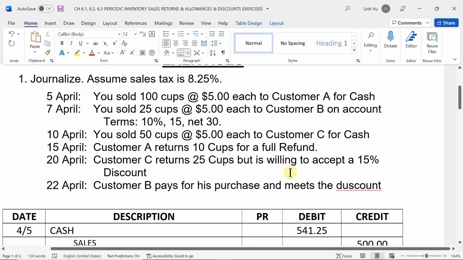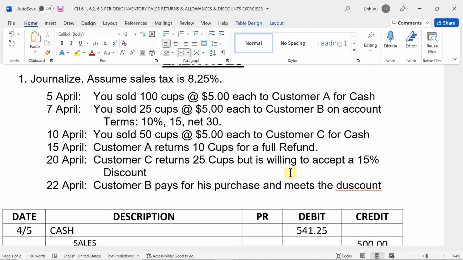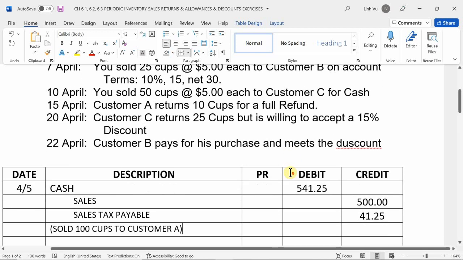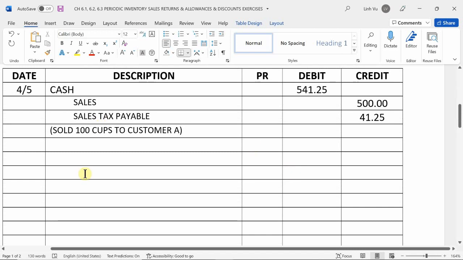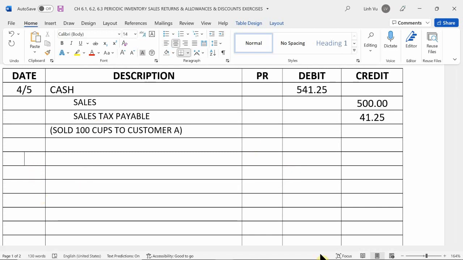Then April 7, you sold 25 cups at $5 each to customer B on an account. And you gave customer B terms 10% 15 net 30. Okay? So in this case, you sold 25 cups for $5 each to customer B on an account. Terms is 10% 15 net 30. Okay? So how am I going to record this transaction on April 7?